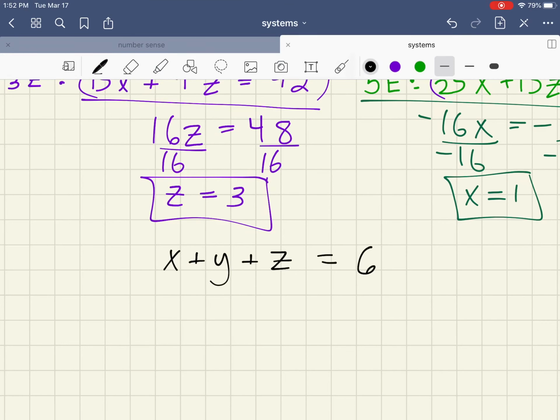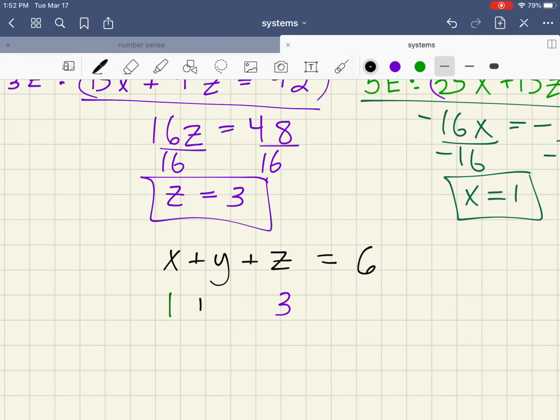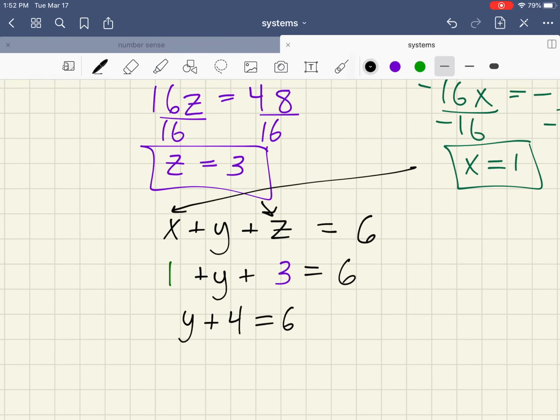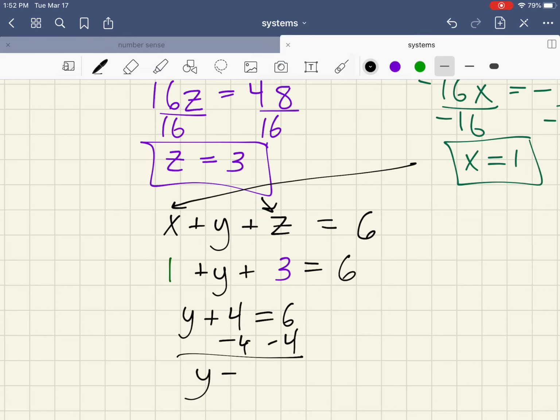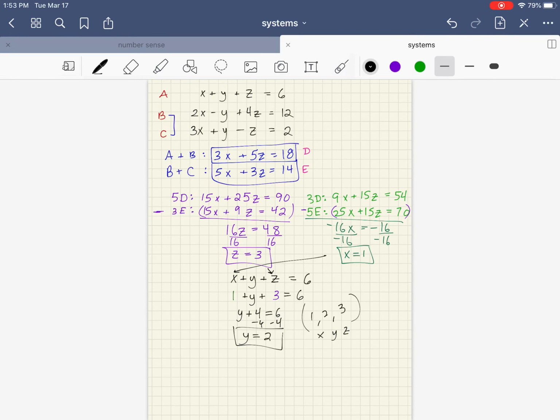And if we plug in our 1, x is 1, and we plug in our 3, we can now use some simple algebra. So basically it's a combination of substitution and elimination at this point. We can say, oh, y plus 4 equals 6, subtract 4, and y equals 2. So we have an ordered triple, x, y, z, of 1, 2, 3. And just like that, a system of 3 equations in 3 variables using elimination.